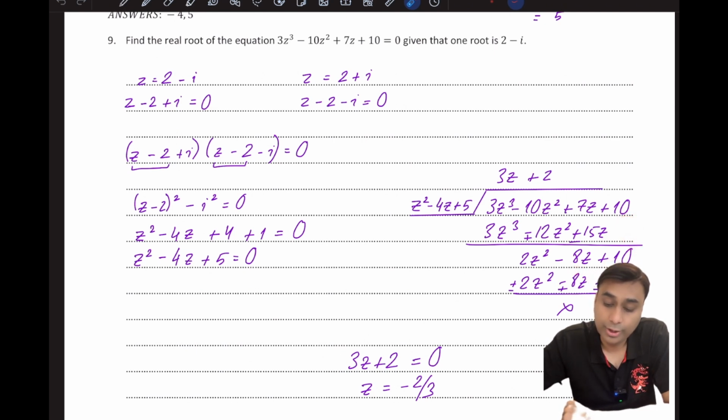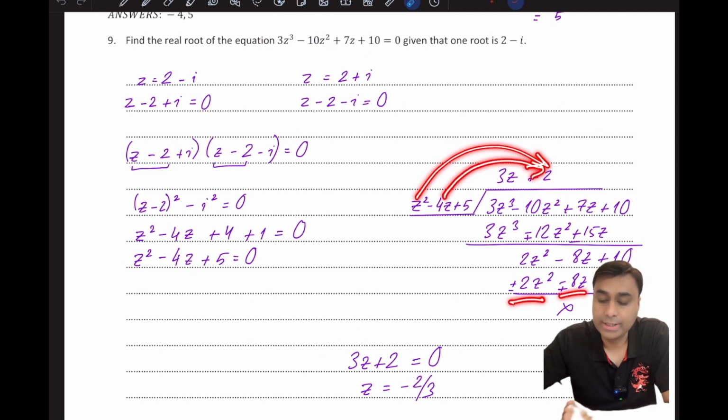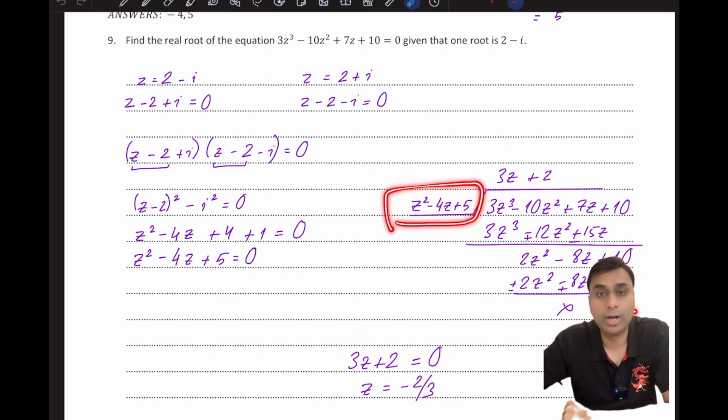After getting to this point, you get the next term of the quotient when you divide this by the first term here. So 2z squared divided by z square will give you 2, and if that gives you 2, then you can multiply this entire thing. So z square times 2 becomes 2z square, minus 4z times 2 becomes minus 8z, and plus 5 times 2 becomes 10. And then you do the subtraction. Obviously, we knew that this is one of the factors, so my remainder came out to be 0.